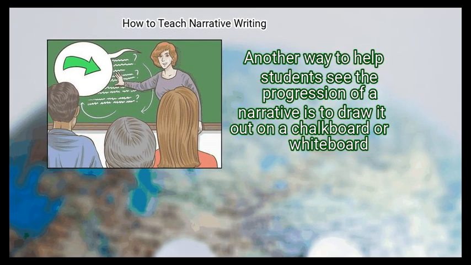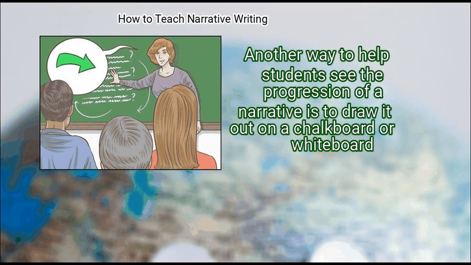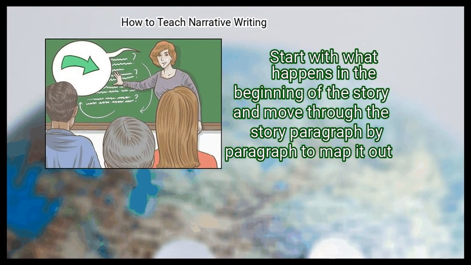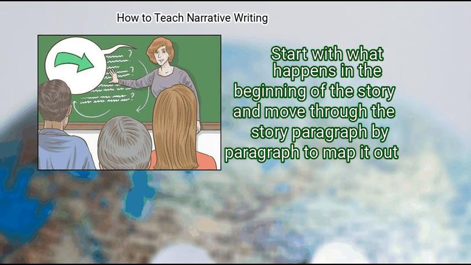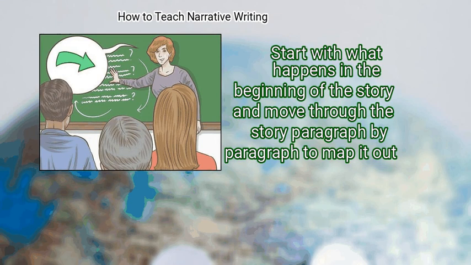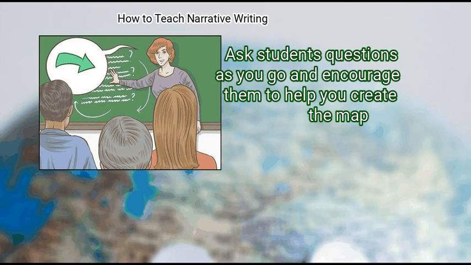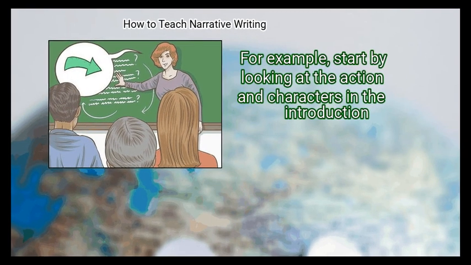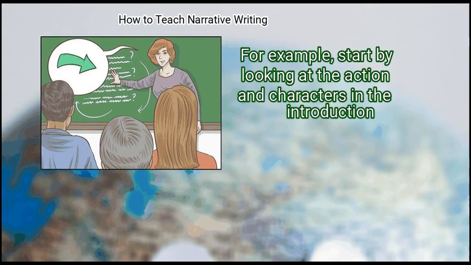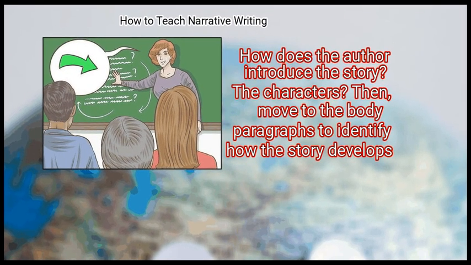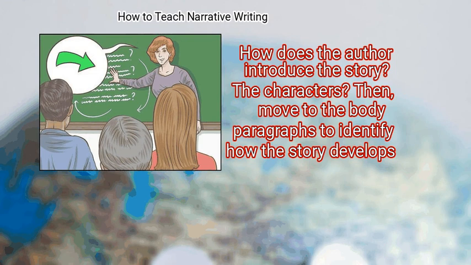Another way to help students see the progression of a narrative is to draw it out on a chalkboard or whiteboard. Start with what happens in the beginning of the story and move through the story paragraph by paragraph to map it out. Ask students questions as you go and encourage them to help you create the map. For example, start by looking at the action and characters in the introduction. How does the author introduce the story? The characters? Then, move to the body paragraphs to identify how the story develops.